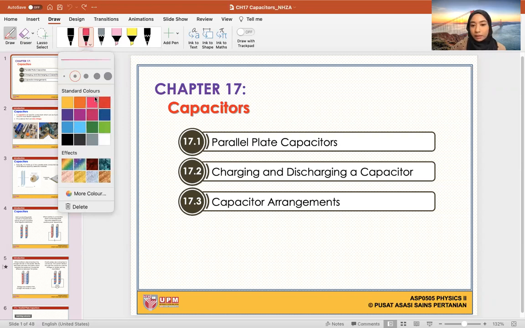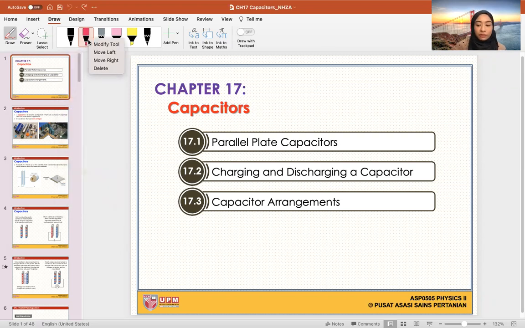Let's use pink. Okay, so chapter 17 is about capacitors. A capacitor is one of the components of your electric circuit. We have already learned about electrons, right? We talked about charges, we talked about electric field, and now we are talking about capacitors. Capacitor is one of the components in your electric circuit that is coming in chapter 18. So what we are learning currently is going to build up our knowledge for chapter 18, okay? So capacitors is one of them.